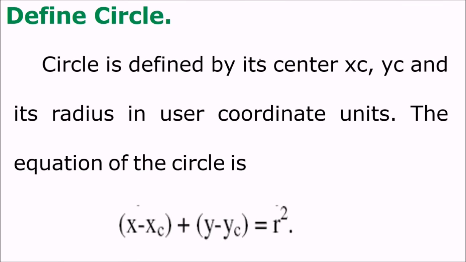Define circle. A circle is defined by its center xc, yc, and a radius in the user's coordinate unit, and the equation of the circle is (x minus xc) square plus (y minus yc) square is equal to r square. In mathematical terms, a circle is the locus of all the points which are at equal distance from a point, and this point is called the center. This common distance is called the radius.